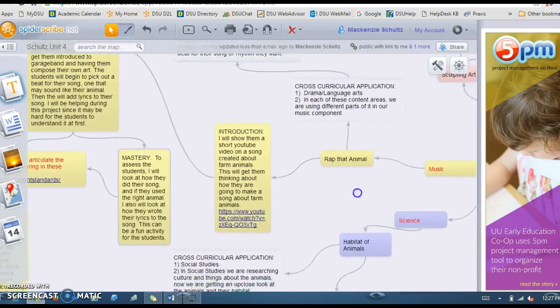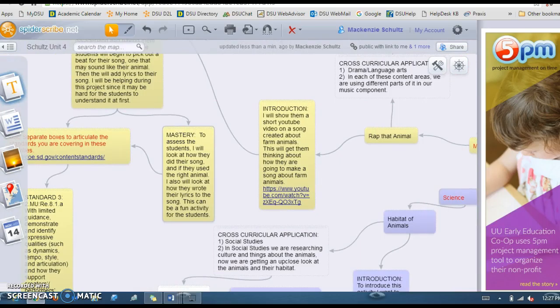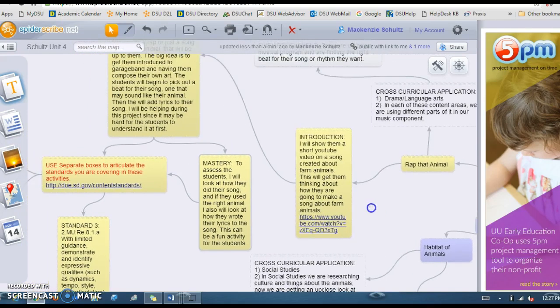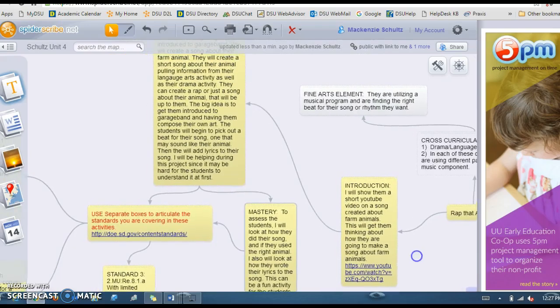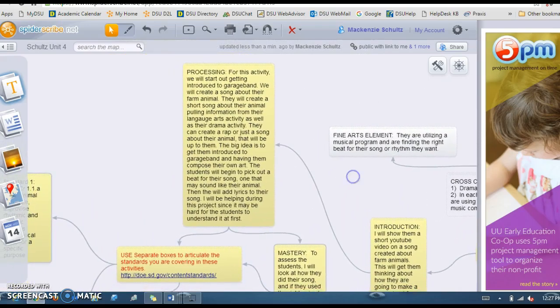So for music, now, it is Wrap That Animal. To introduce this, I will show them a short YouTube video of farm animals created by someone else, so it gives a good picture of how you can create a fun activity about farm animals making a song. We'll be using GarageBand for our process. So during this processing period, we're going to be using GarageBand.